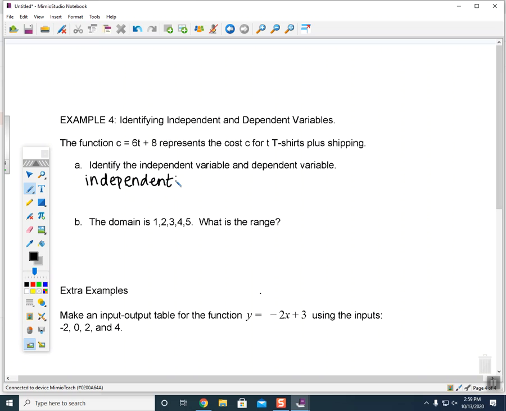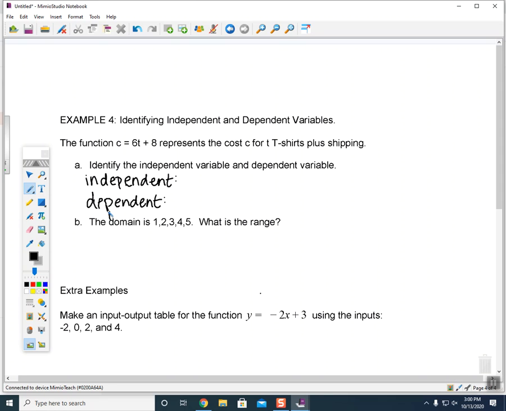Independent and dependent. When I'm trying to identify my independent variables and my dependent variables, it's helpful for me to think about the situation that I'm dealing with. In this case, my C is my cost, my T is the number of shirts that I'm making. So I have to think about, does the number of shirts that I have depend on the total cost for these shirts? Or does my total cost depend on how many shirts I have made?